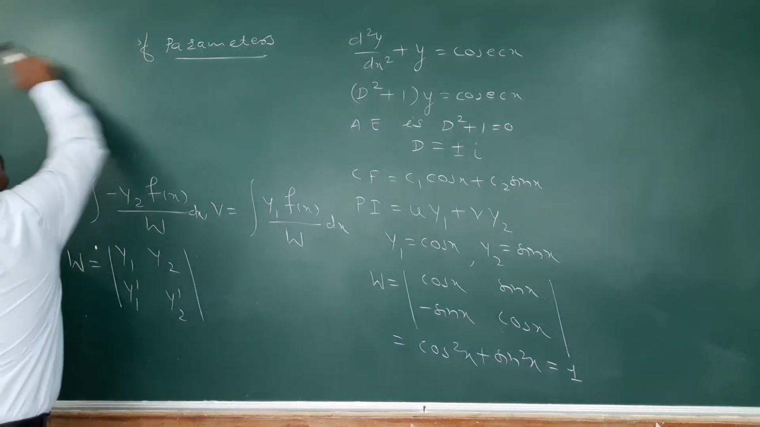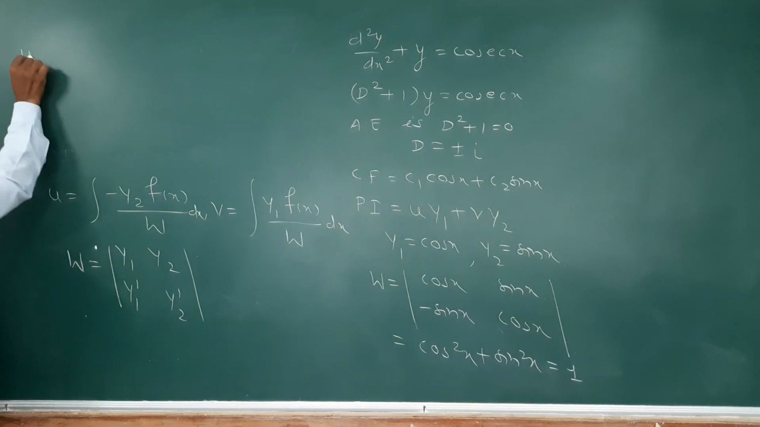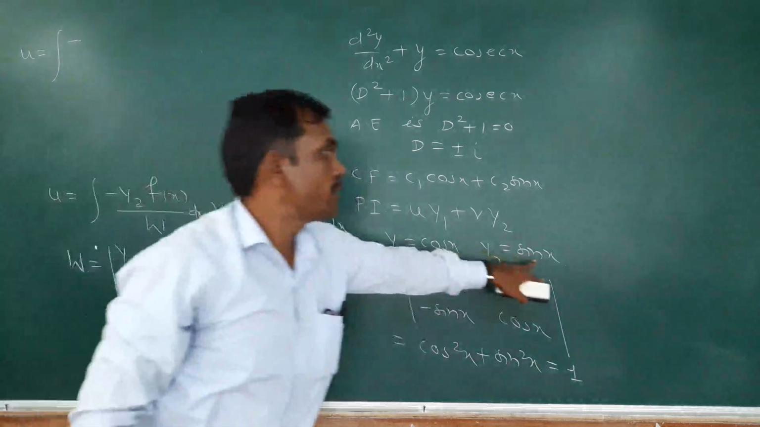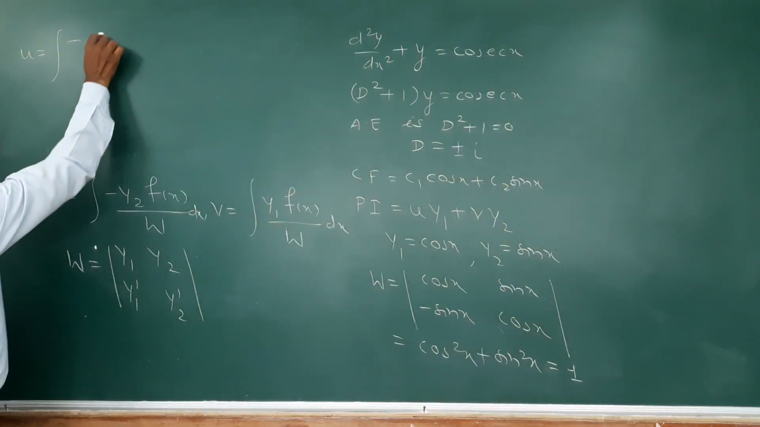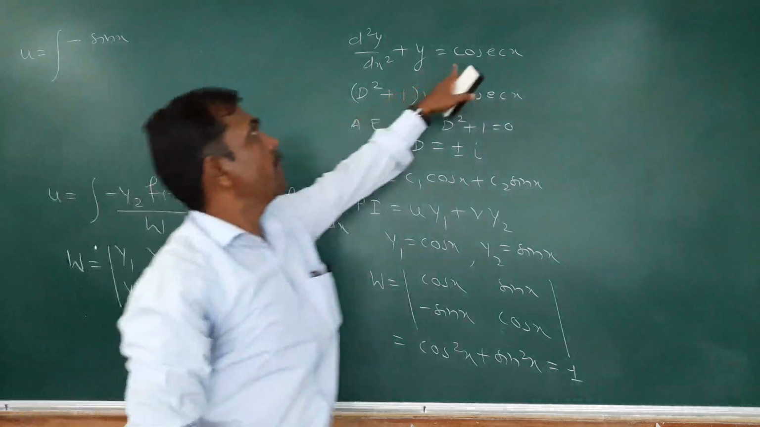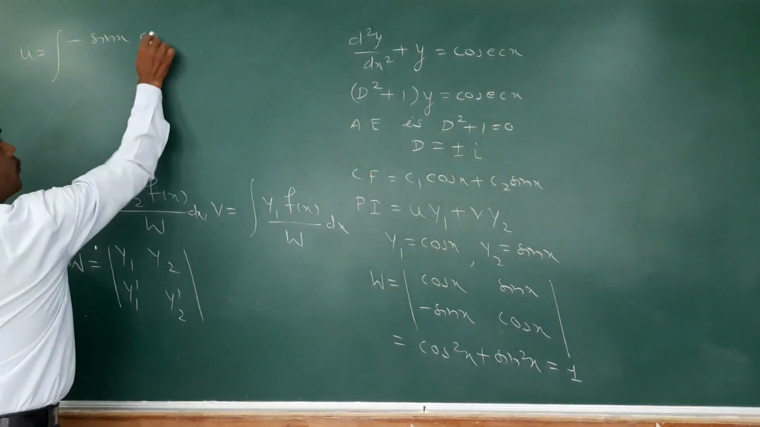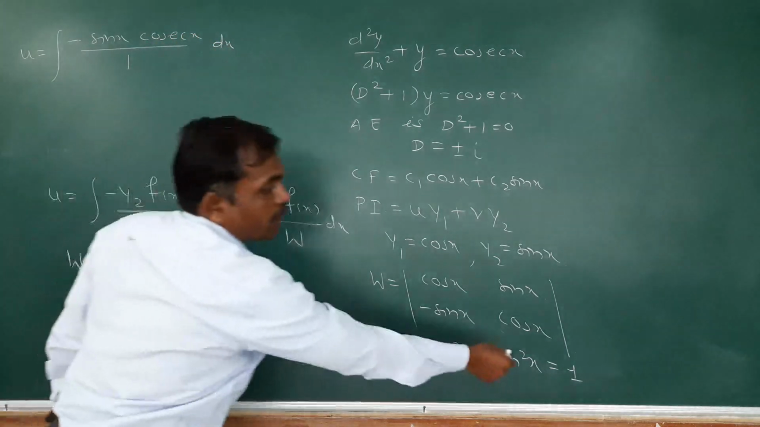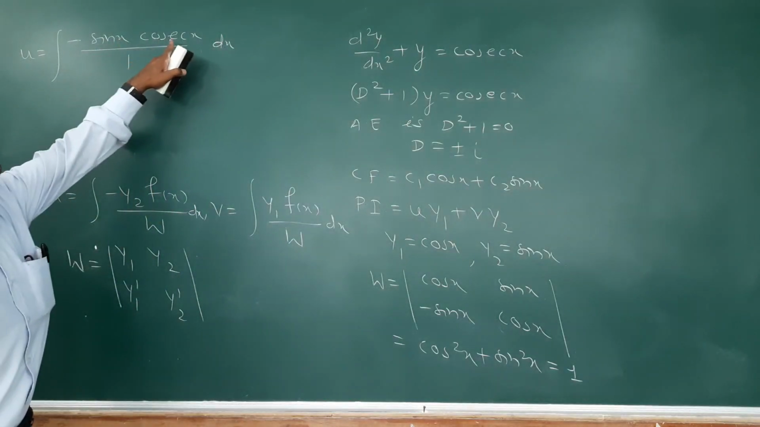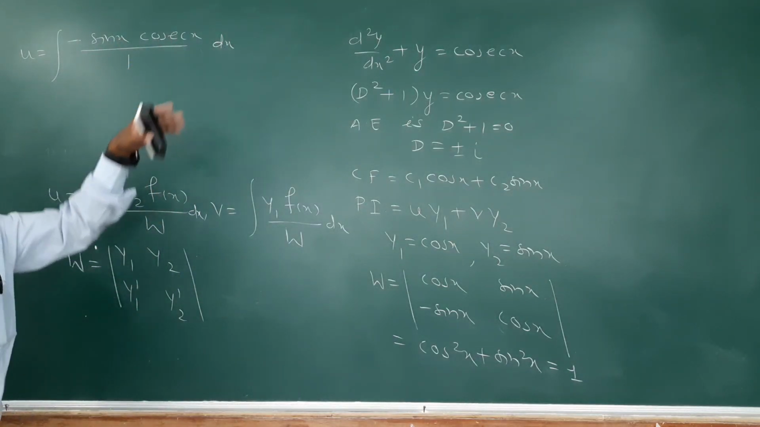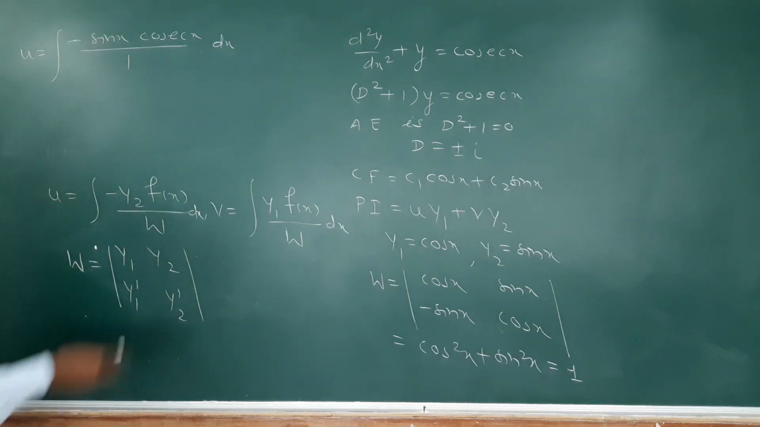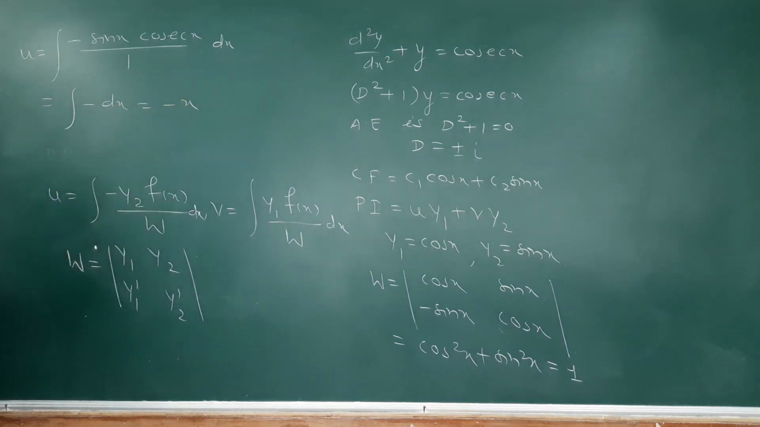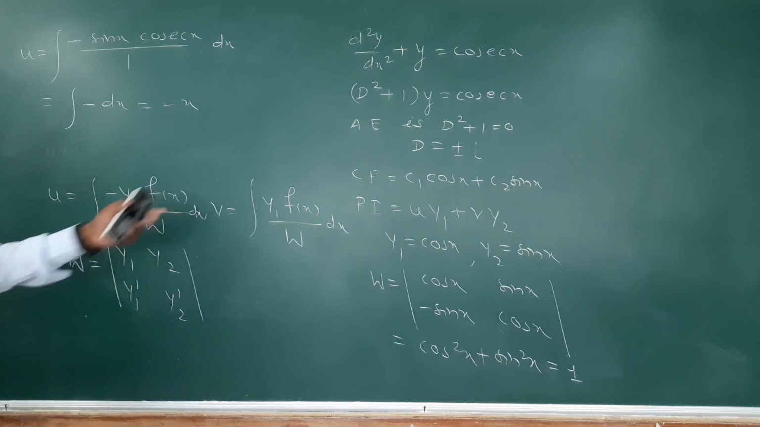So the value of u is equal to integration of minus y2, which means sin x, then f of x is the given term, cosec x. Sin x into cosec x divided by 1 dx. The value of W is 1. Sin x and cosec x are reciprocals of each other. Cosec x we can write as 1 upon sin x, so sin x gets cancelled. So what is your answer here? Integration of minus dx, so it is minus x. See, the value of u is minus x. As simple as that.